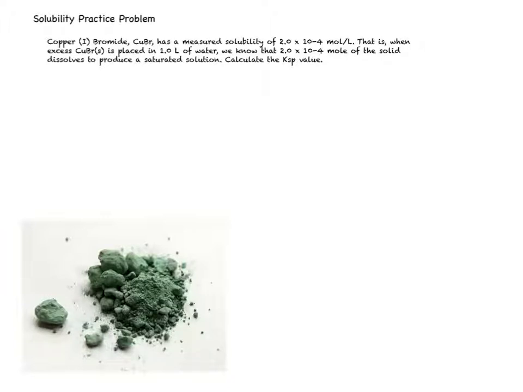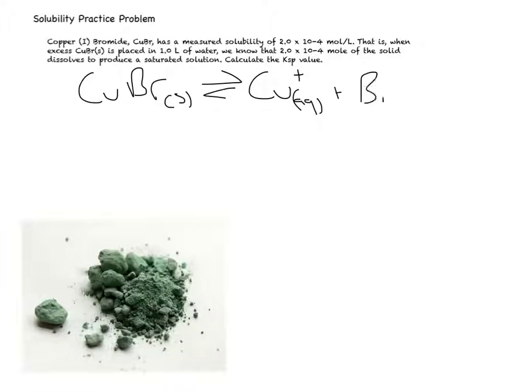Well, the first thing that would help us is if we could write out the balanced solution reaction for copper(I) bromide. So we've got copper(I) bromide, which is a solid, and that reacts to form the copper(I) ion plus the bromide ion, right? So this is our balanced solution equation. The second thing we need to do is write out the Ksp equation.